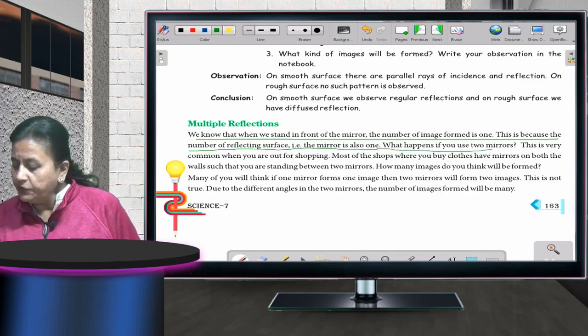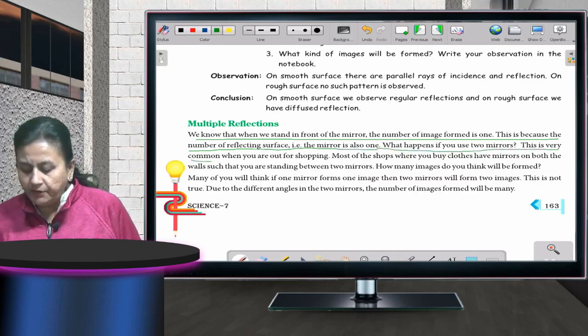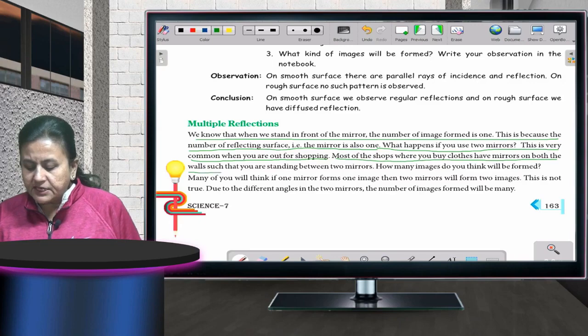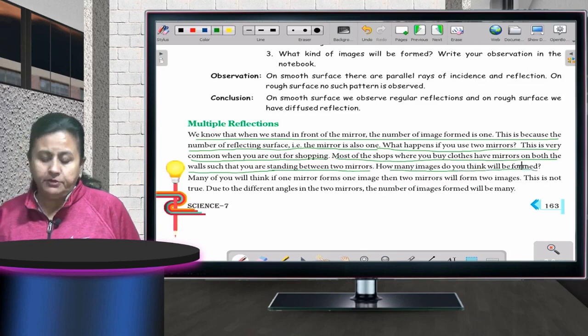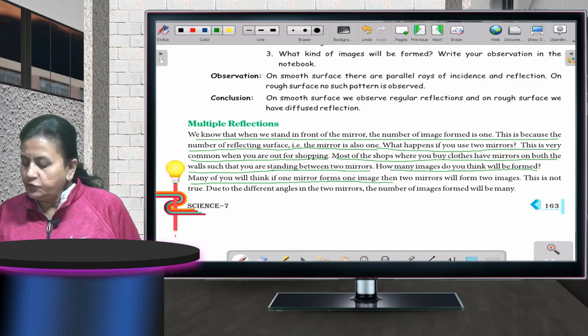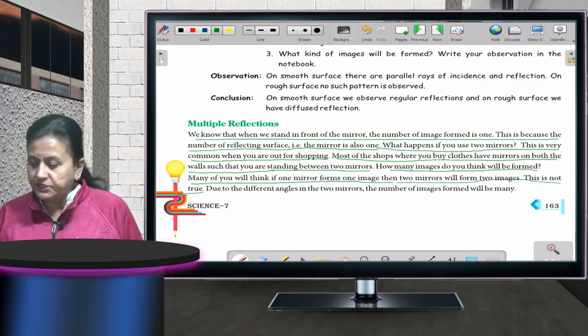What happens if you use 2 mirrors? This is very common when you are out shopping. Most of the shops where you buy clothes have mirrors on both the walls, such that you are standing between 2 mirrors. How many images do you think will be formed? Many of you will think if one mirror forms 1 image, then 2 mirrors will form 2 images. This is not true, as I told you just now.